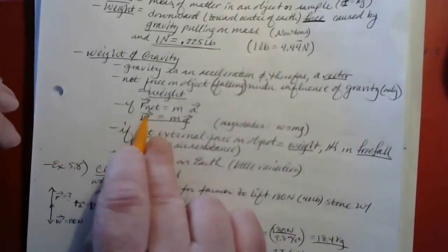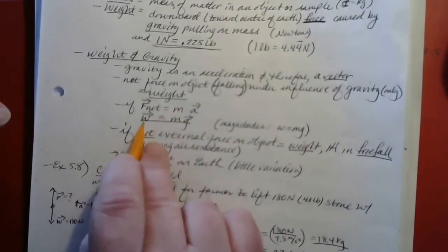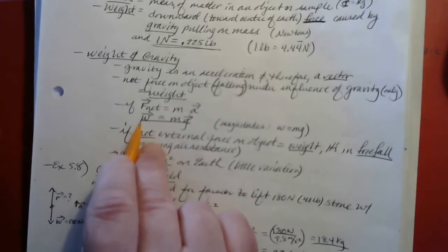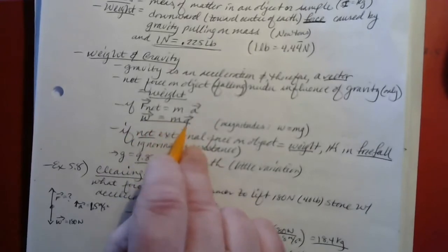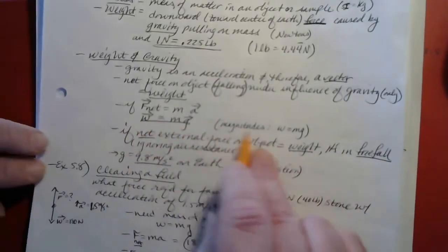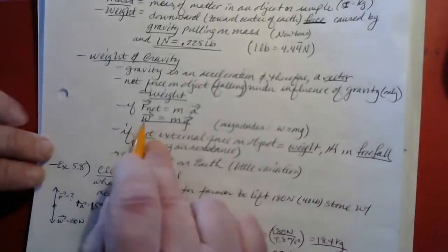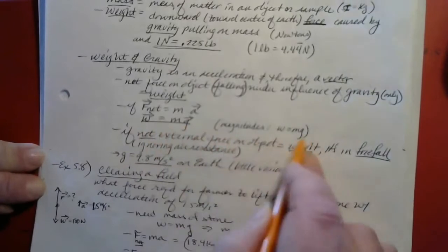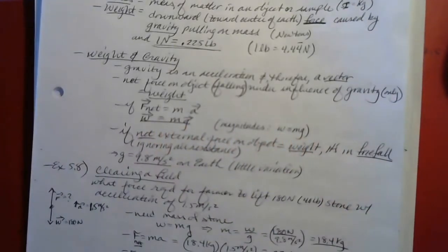And so if the net force is equal to ma, it's also true that the weight of an object being pulled downward by gravity is equal to mg, mass times gravity. Or in terms of magnitudes, it's just W equals mg. This is the vector version of the equation, and that is the scalar or magnitude version of the equation.